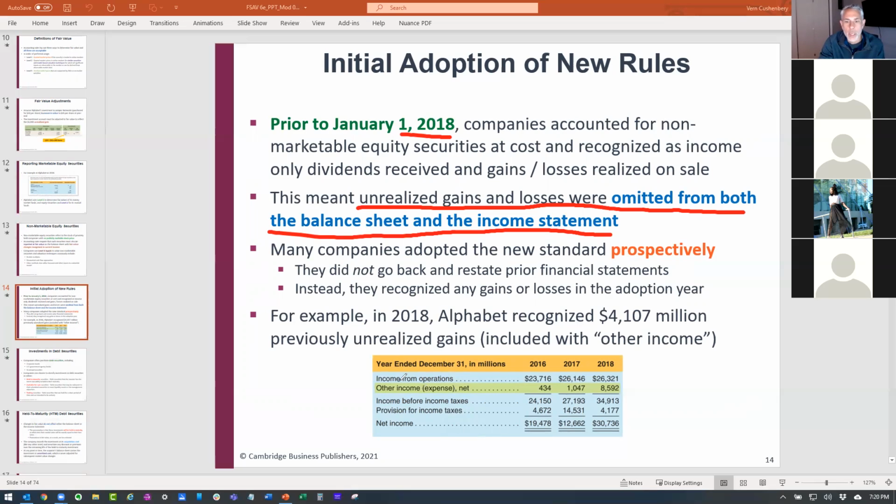And our authors give us an example here of other income that showed up on Alphabet's financials going back that far.